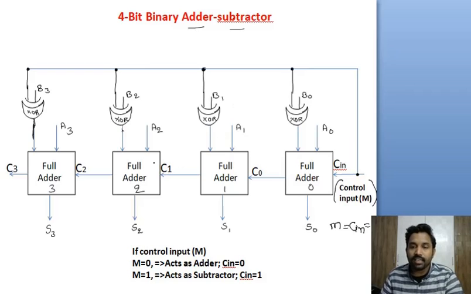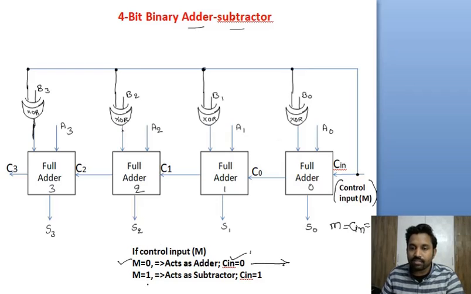The point is, if the control input M is 0, let us assume M is 0. That means Cn is 0. So that is what I mentioned here: if M is equal to 0, that means Cn is 0. Because of that, the XOR gate has one input 0 and the other input B0. In that case, we get the addition operation. The circuit will perform the addition operation when the control signal is 0.